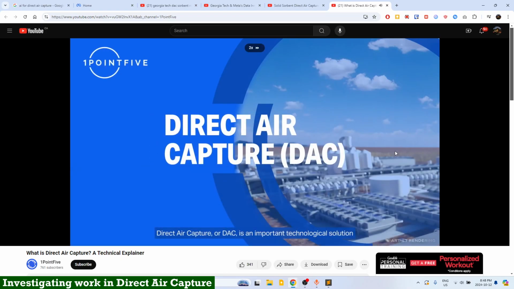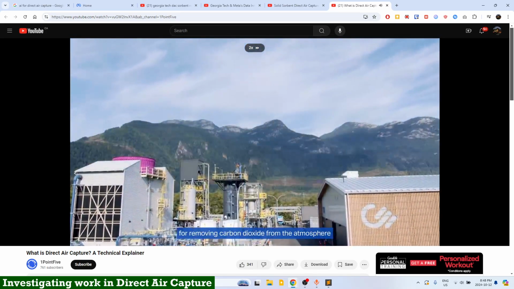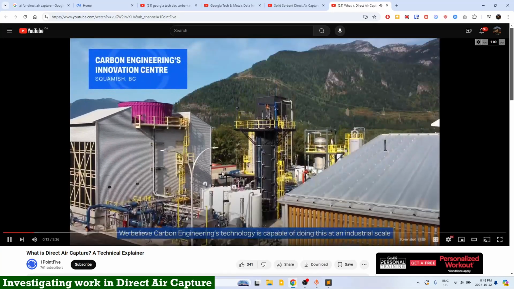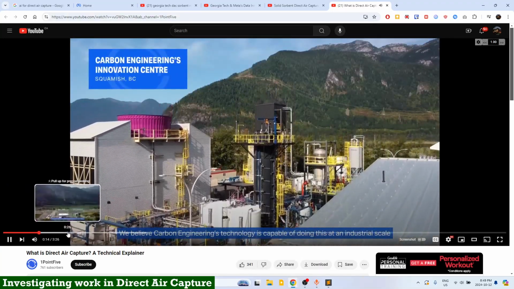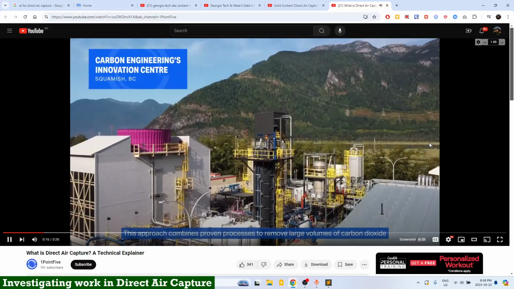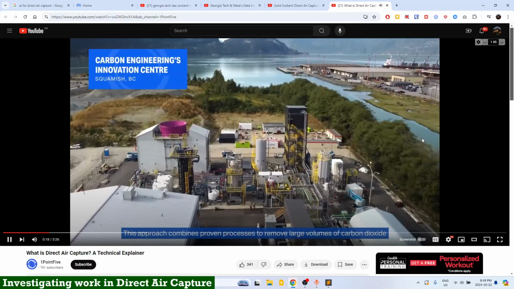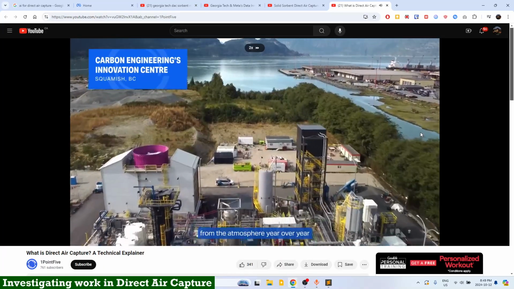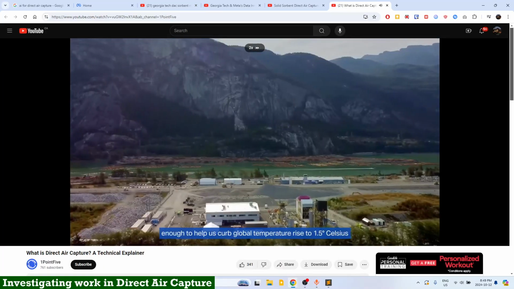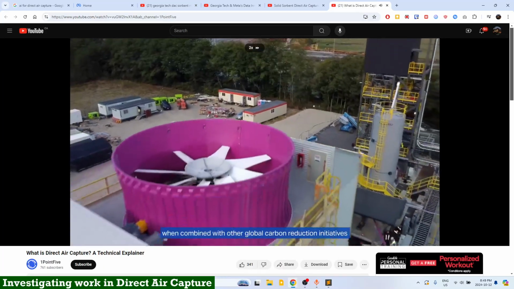Direct air capture, or DAC, is an important technological solution for removing carbon dioxide from the atmosphere. We believe carbon engineering technology is capable of doing this at an industrial scale. This approach combines proven processes to remove large volumes of carbon dioxide from the atmosphere year over year, enough to help us curb global temperature rise to 1.5 degrees Celsius when combined with other global carbon reduction initiatives.